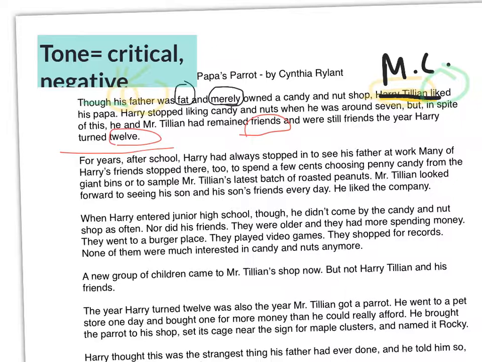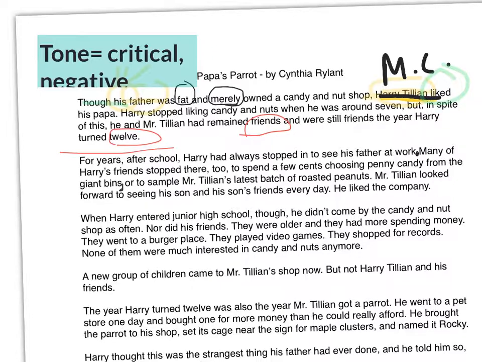For years, after school, Harry had always stopped in to see his father at work. We got a little typo here. Please put your period there. There's a sentence there. Many of Harry's friends stopped there too, to spend a few cents choosing penny candy from the giant bins, put a comma, or to sample Mr. Tillman's latest batch of roasted peanuts. Okay. So, although Harry doesn't eat the nuts, he goes in after school to see his dad, and his friends come there too.